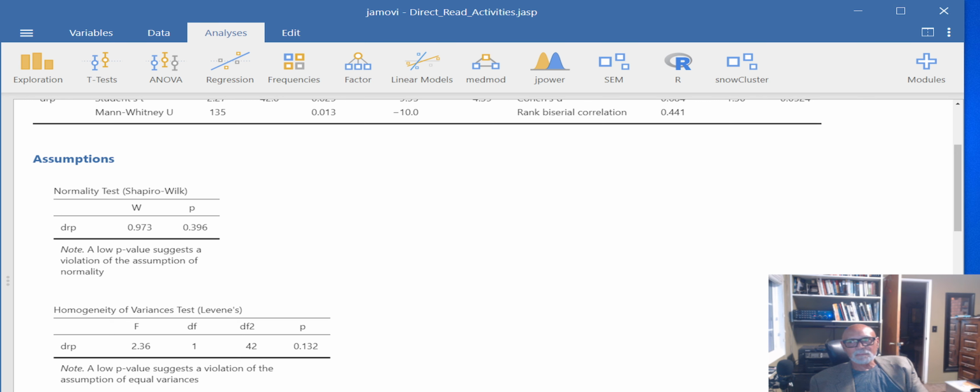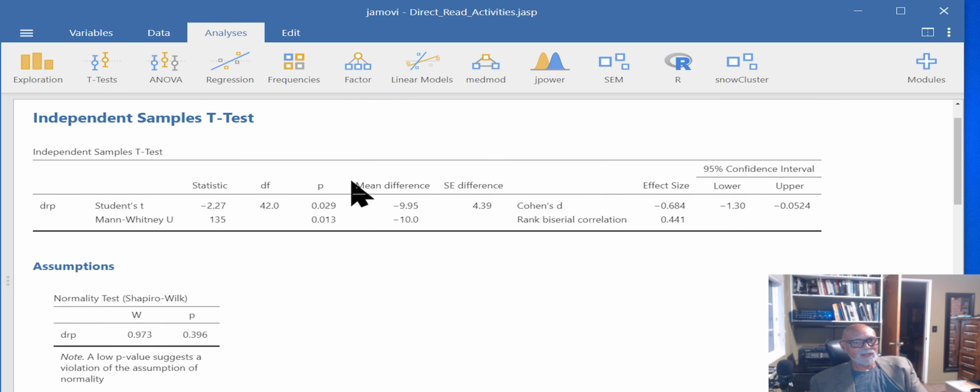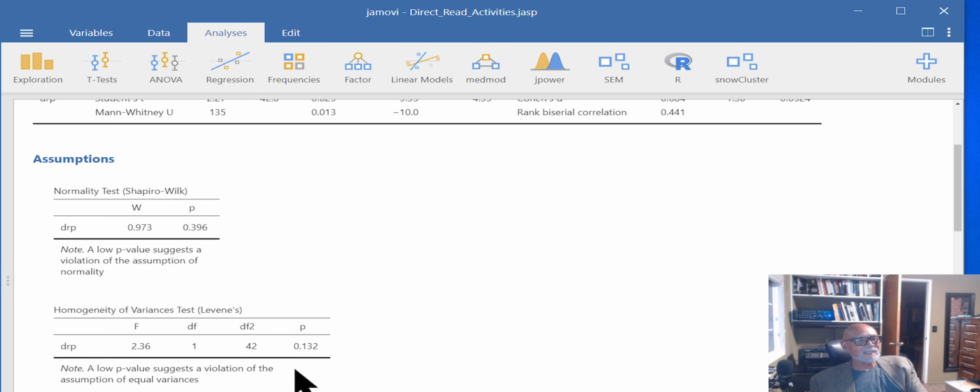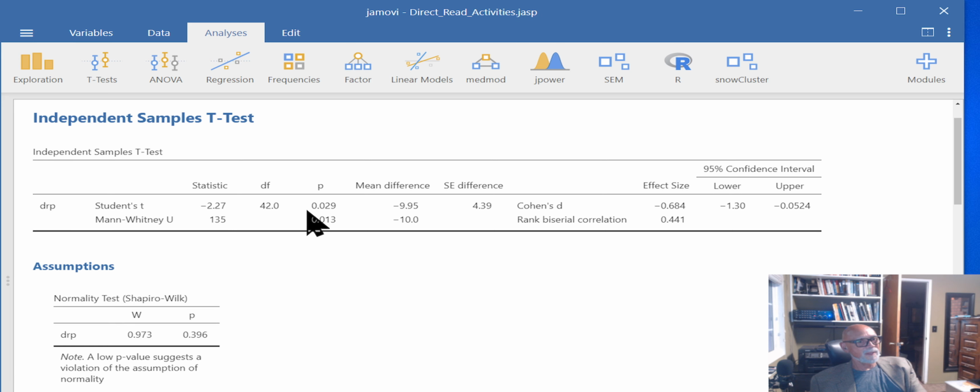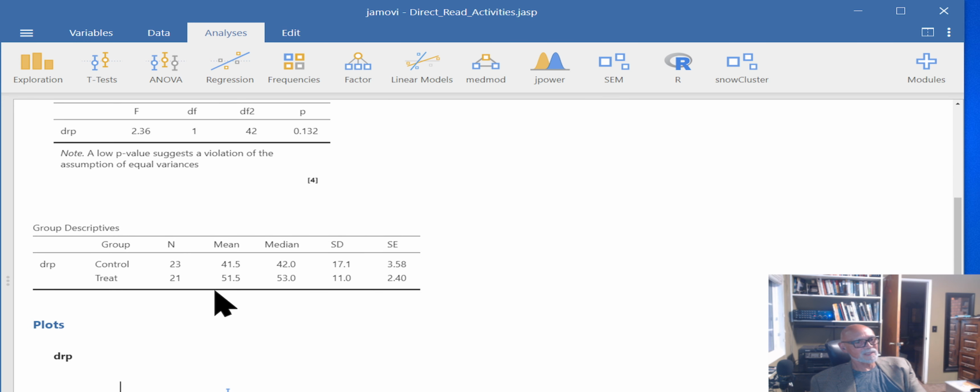We want the other to be smaller than 0.05, but we don't want this number to be smaller than 0.05, because then it's telling us that it's significantly different than a normal distribution. And here's the homogeneity of variance, and it is also not smaller than 0.05, which we also want. We don't want these to be significant. We usually want the first one to be significant, but not these two, because that means we didn't meet the assumption. So that means we don't have to use Mann-Whitney if we don't really want to.